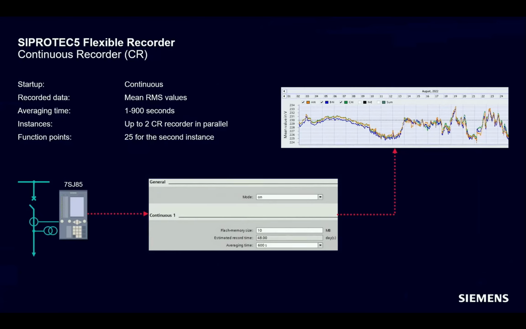Hence, for more than the 30 measured value signals per continuous recorder, a second instance can be instantiated. In sum, a maximum of two continuous recorders can work in parallel. One instance is already included. The second consumes 25 function points.